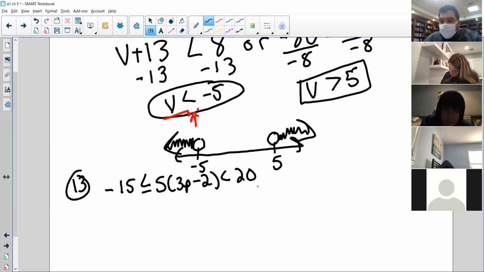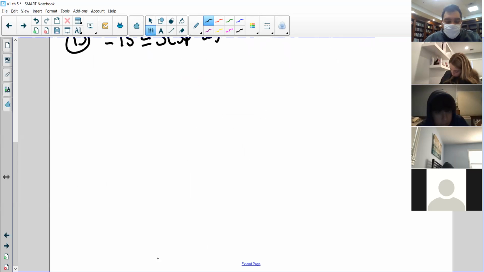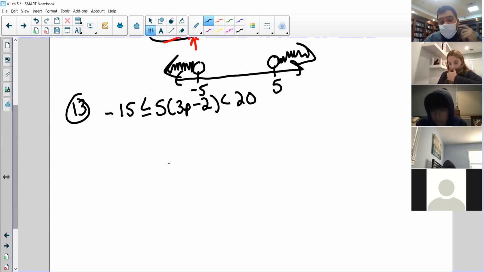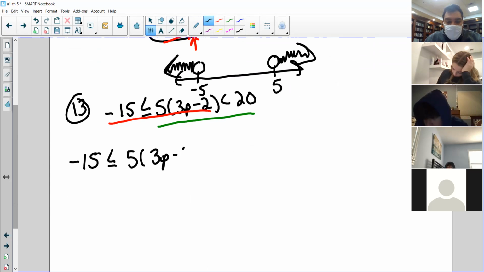Notice that it's one big term. When it's one big term, you know it has to be an and statement. So number 13 from the homework. I'm going to split it into two separate equations. Please don't forget, when you split it, you have to use the middle the whole way. Don't split the middle. You're making a copy of the middle for both of them. So negative 15 is less than or equal to 5 times (3p minus 2).